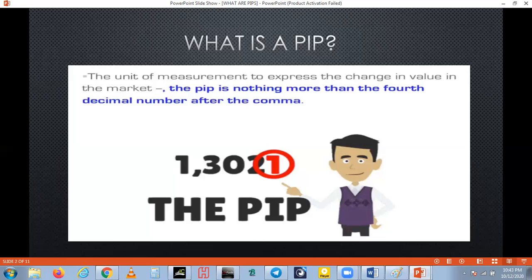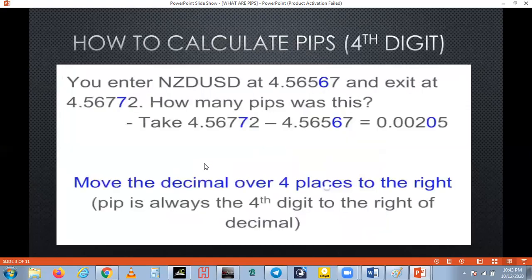So this says the pip is nothing more than the fourth decimal number after the comma. It's actually supposed to be after the period. It's supposed to be 1 point, not comma, because in your broker you don't see a comma, you see a point. So that's 1.3021. Your pip is the last four numbers after the decimal point.